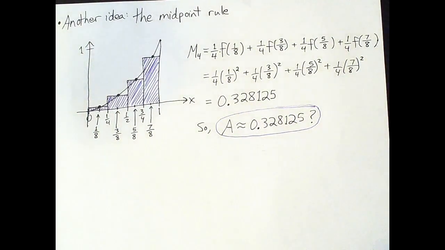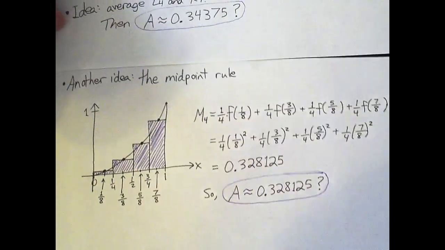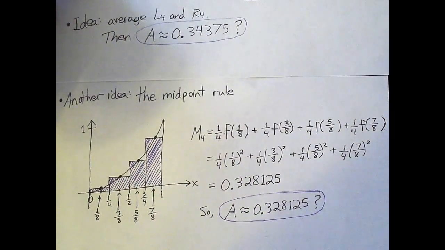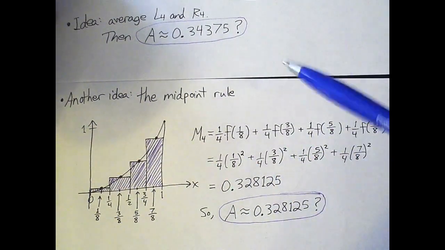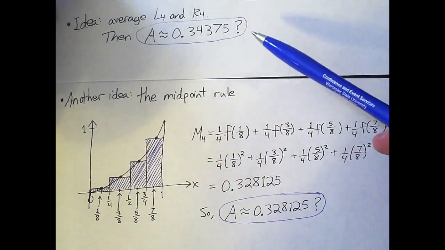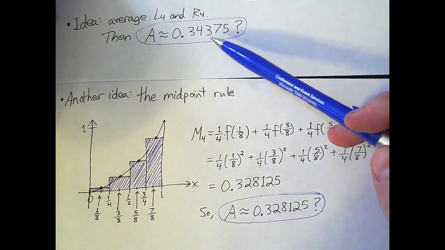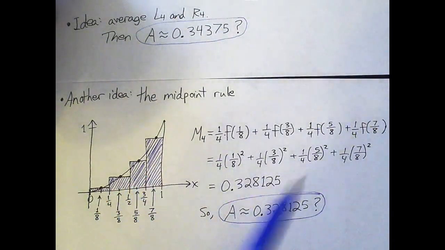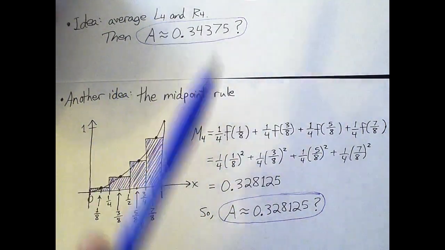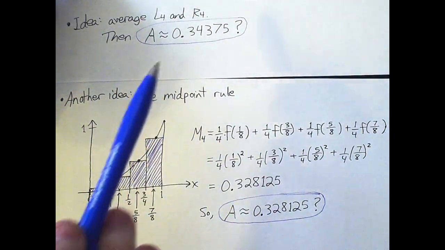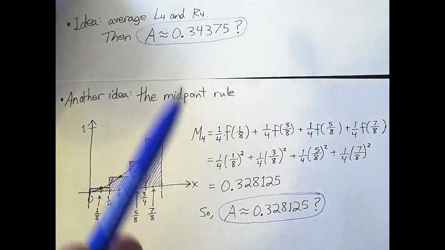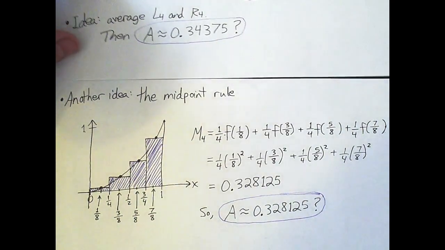So I want to show you our 2 latest estimates. We can fit them both on the screen. Above, we found L4, we found R4. We said the area has to be in between them. So the idea was, what if we take their average? And we got 0.34 something. And then we said, well, what if we try the midpoint idea? And that got us this. So then there's a question of, is the true area of the region one of these? Or is it pretty close to one of these? Should we average these two? It's not really clear, right?